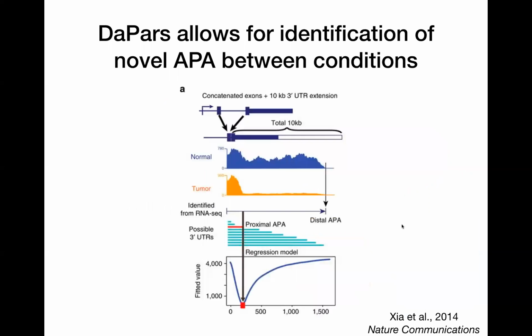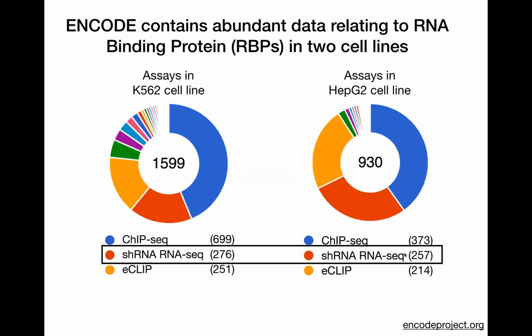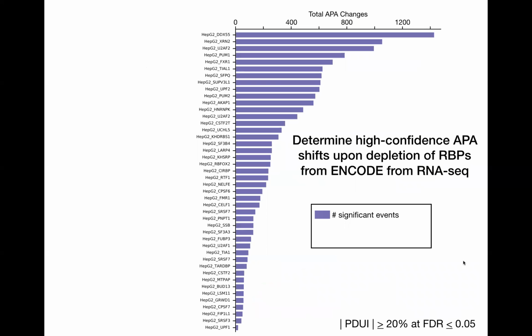But my work here utilized the popular and, in our hands, well-validated tool DaPars that can detect de novo proximal poly-A sites, which we feel is crucial for identifying our previously unseen paths upon RBP knockdown. Applying DaPars to the large set of RNA-seq data from ENCODE, we find a number of APA regulators, and I'm going to walk you through a small subset first and then widen the scope.